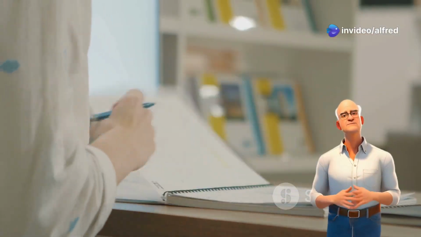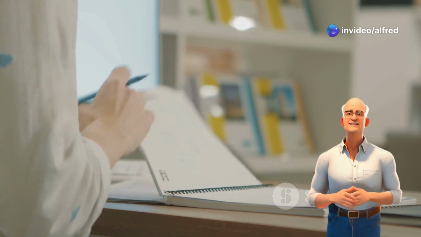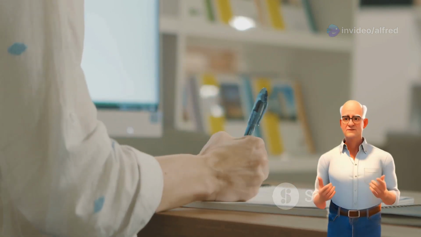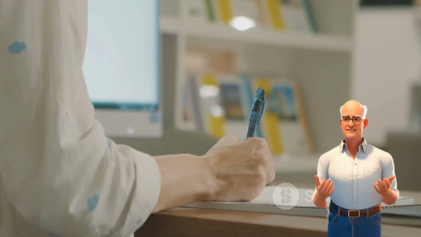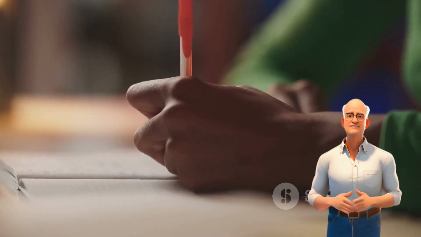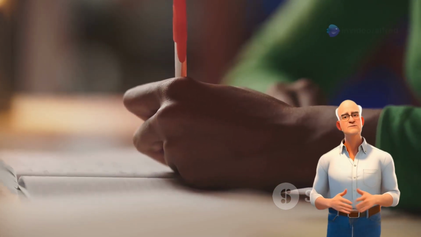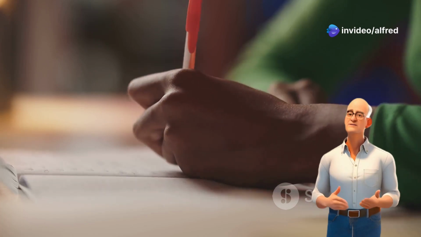Incorrect verb forms. Pay attention to irregular verbs in the past simple. These verbs don't follow the regular ed ending pattern. For example, I goed is incorrect. It should be, I went. Irregular verbs need to be memorized as they don't follow standard rules.